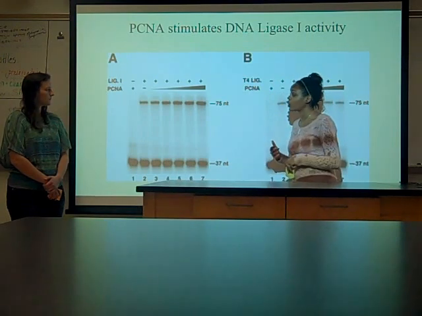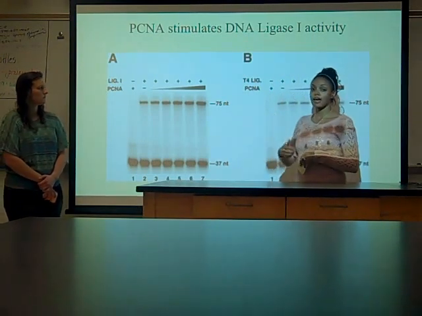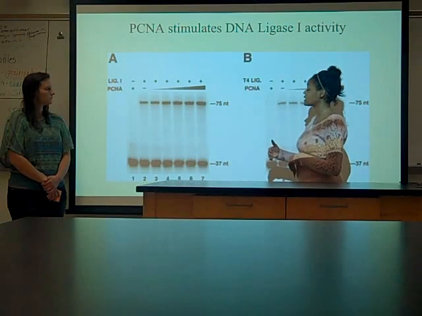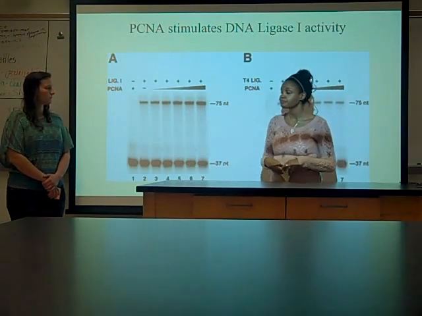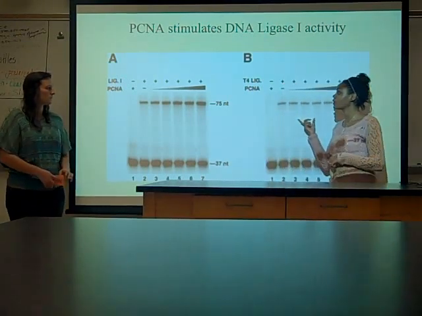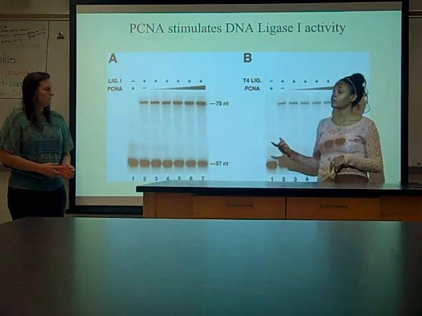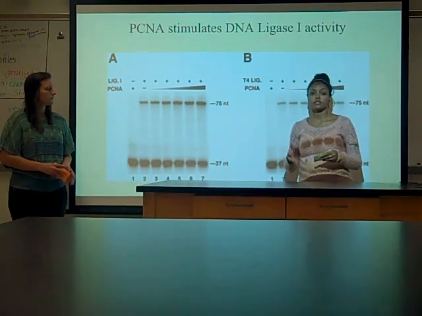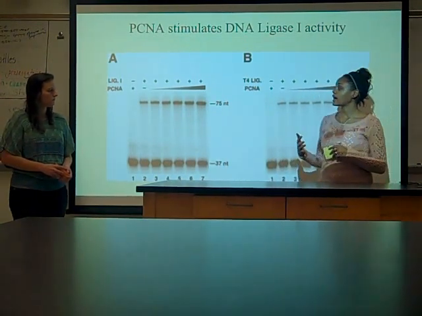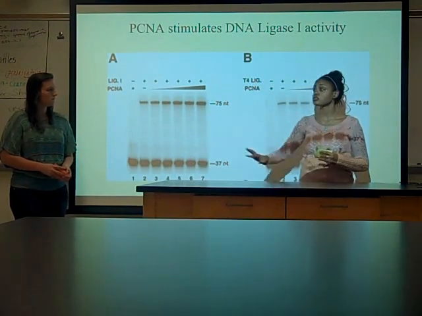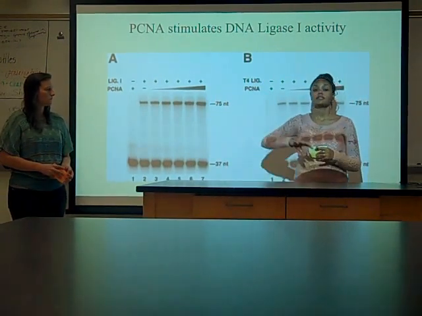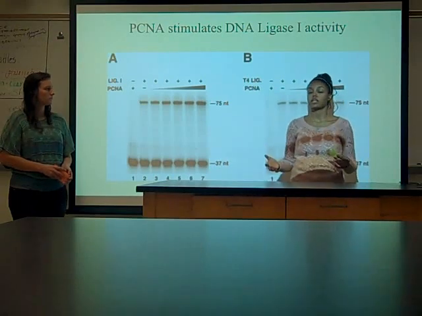So that's what they were kind of hoping for. It shows that PCNA is increasing and stimulating DNA ligase 1 activity. Now, what is going on in gel B? PCNA works with a lot of different enzymes, and the researchers knew that. What they wanted to ask was, well, PCNA works so well with DNA ligase 1, does it have the same effect on just any old ligases?